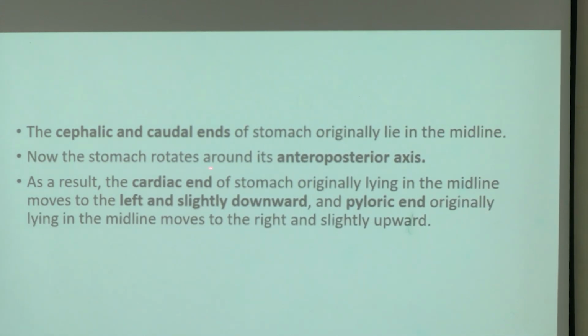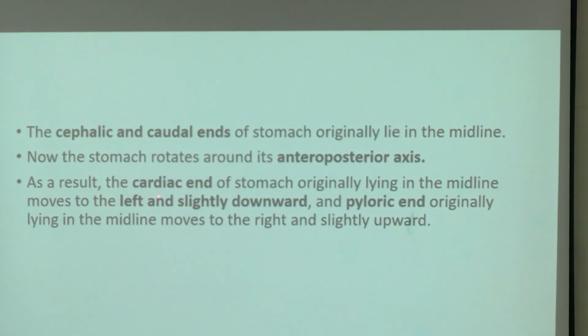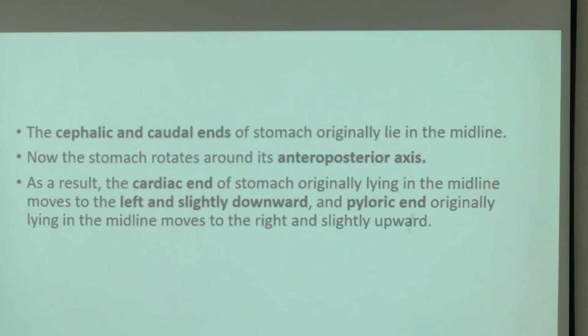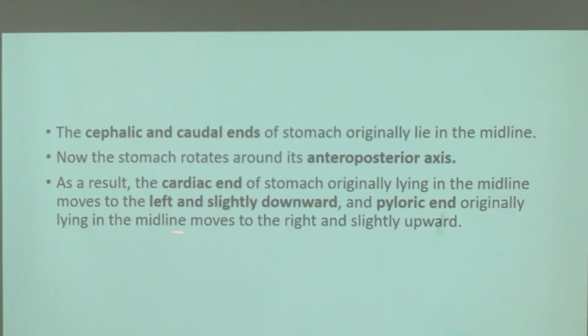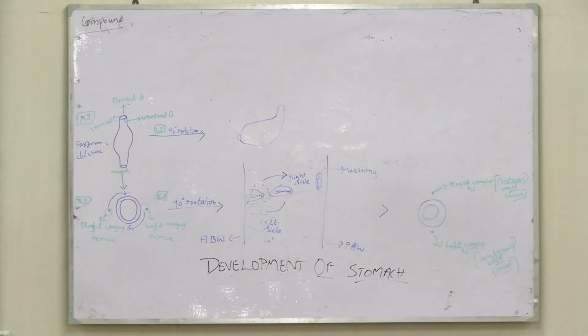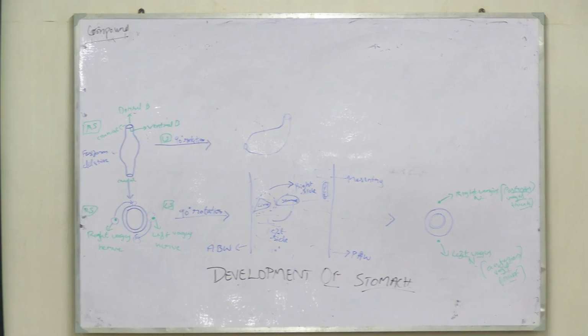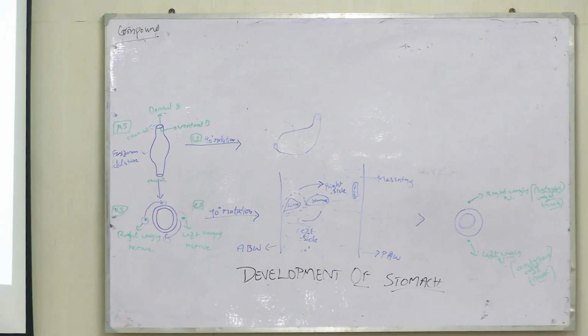The cephalic and caudal ends of the stomach originally lie in the midline. Now the stomach rotates around its antero-posterior axis. As a result, the cardiac end of the stomach originally lying in the middle moves to the left and slightly downward, and the pyloric end originally lying in the midline moves to the right and slightly upward. I mentioned this is the cranial end and this is the caudal end. So your cranial end is going to be your cardiac end and your caudal end is going to be your pyloric end of the stomach.